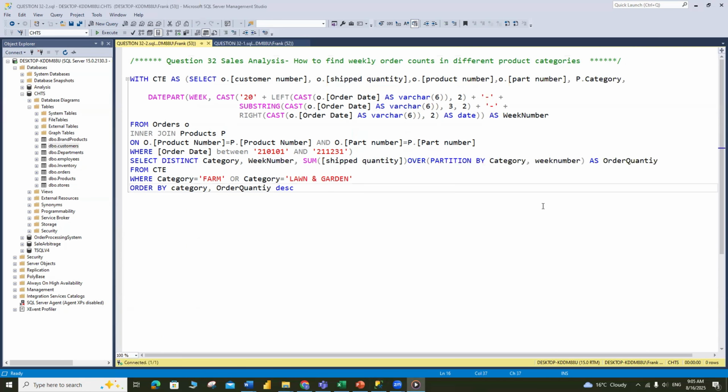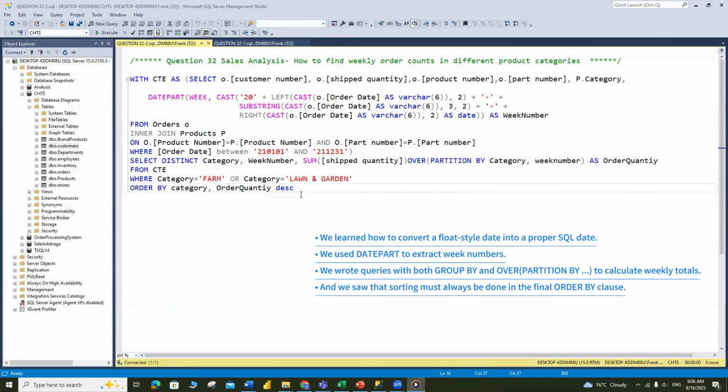Instead of grouping, we can use SUM OVER PARTITION BY category, week number, as in the query. The difference is, the window function computes the total for each partition but repeats the value on every row. That's why we need DISTINCT to remove duplicates. But remember, DISTINCT happens after the window calculation, so the database doesn't guarantee row order at that stage. Therefore, we must rely on the final ORDER BY to control how results are displayed.